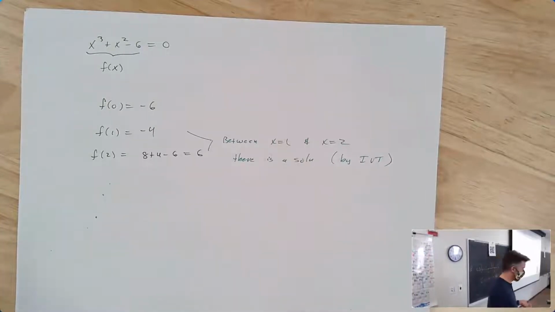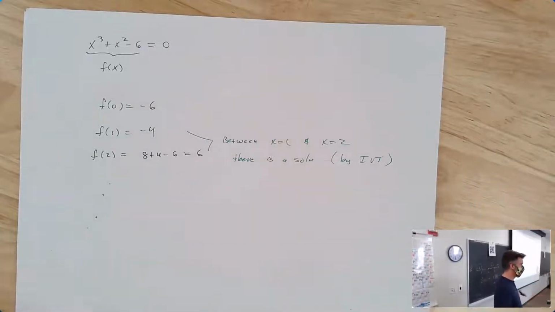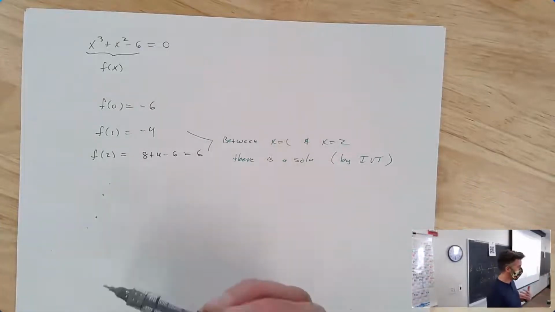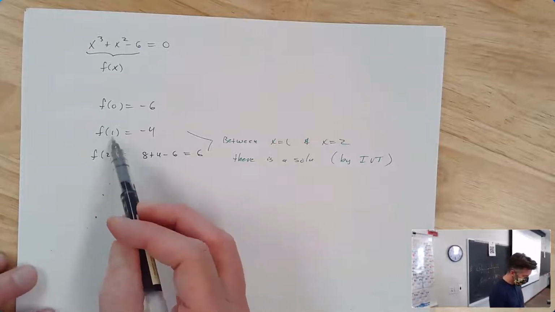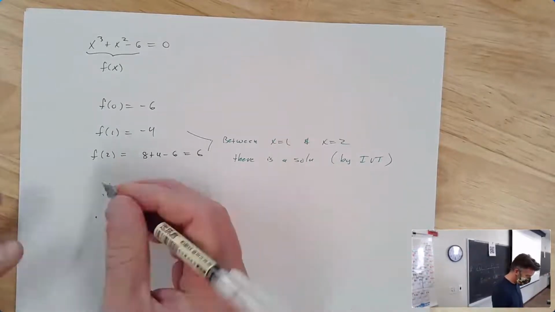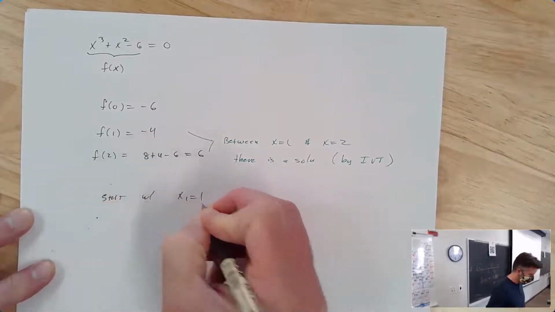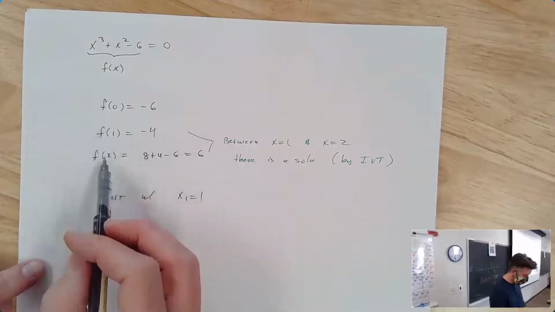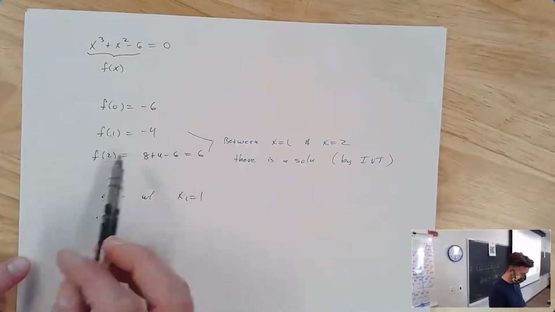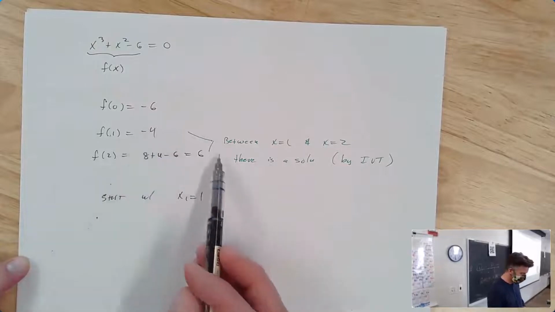And then to choose a starting place, if they don't give you one, again, typically you're given where to start. But if I wasn't given one, I would pick the value of x that has the y value closest to 0. That's why I picked x1 equal to 1: of the 2 values where you go from negative to positive, this value has a y value that's a little closer to 0 than the other y value.